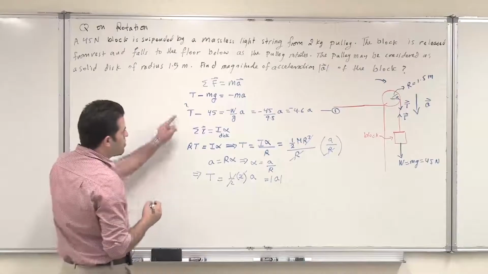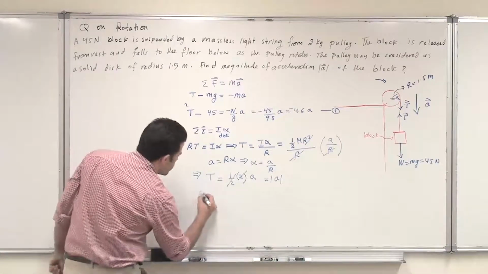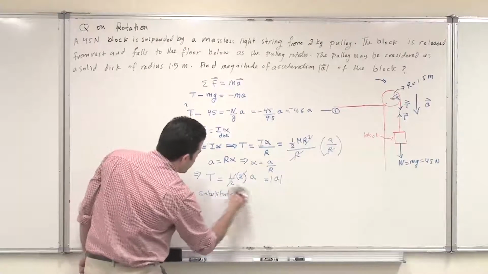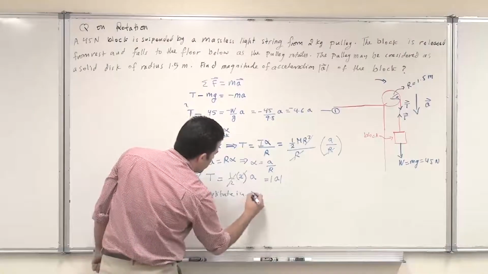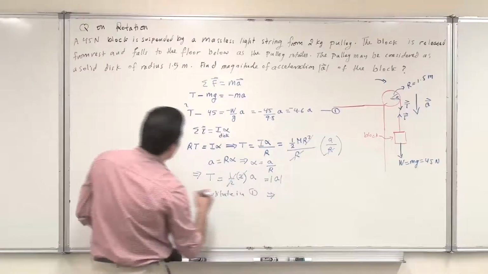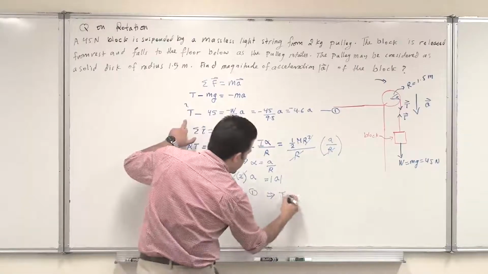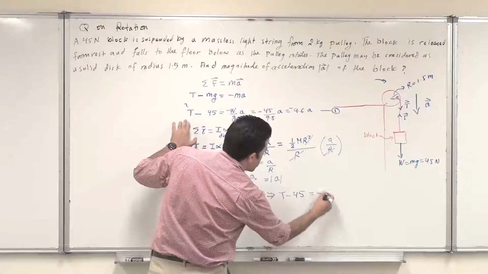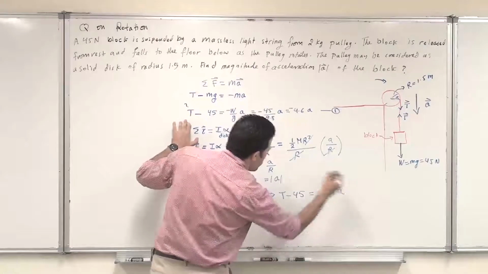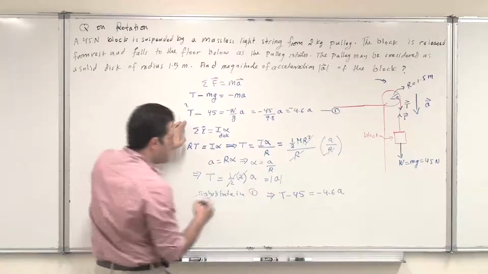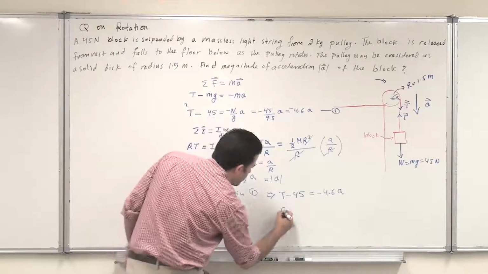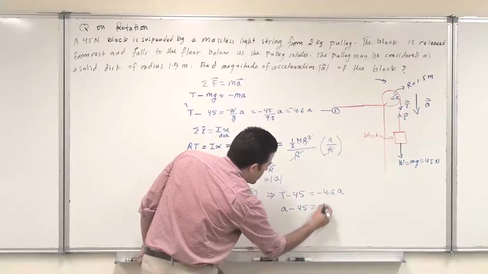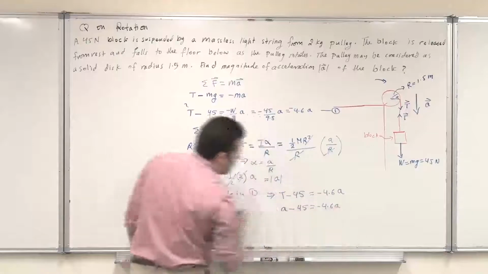Now I can go back and substitute in equation 1, since we know now the tension in 1, which will yield that T minus 45 will equal minus 4.6 a. Now my T I will substitute as a, so a minus 45 should equal minus 4.6 a.